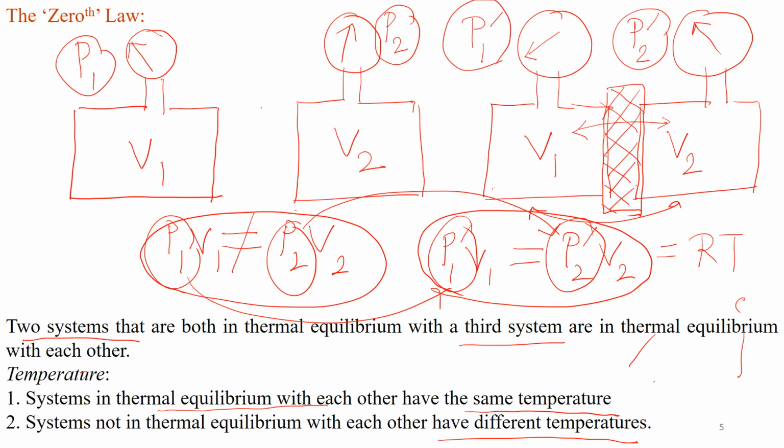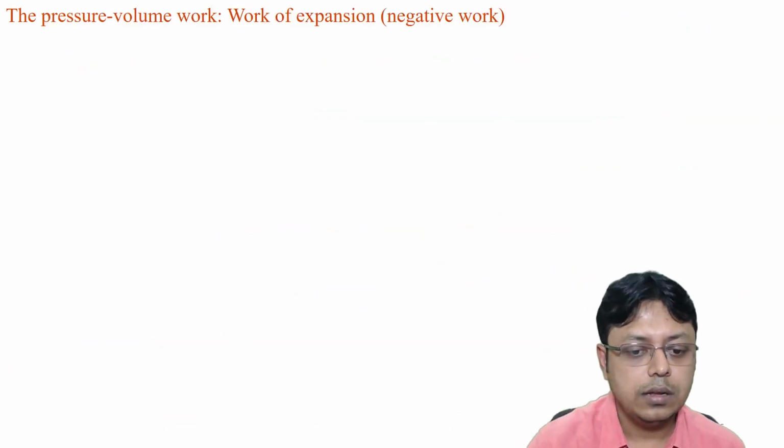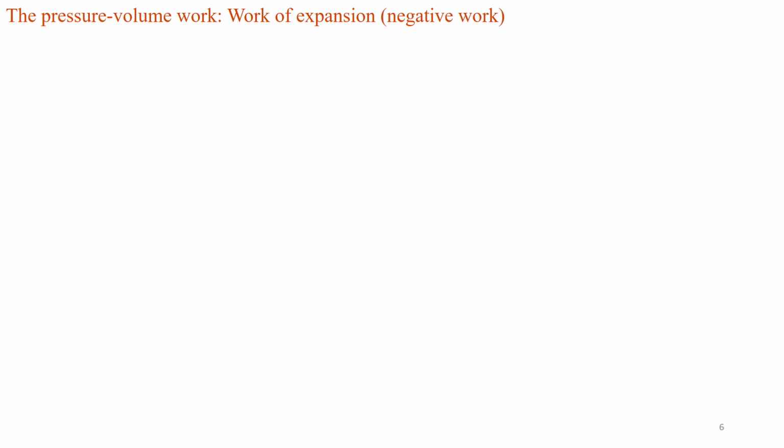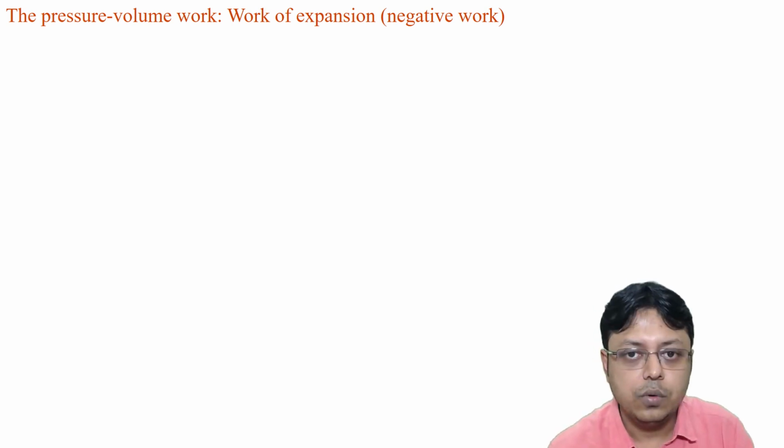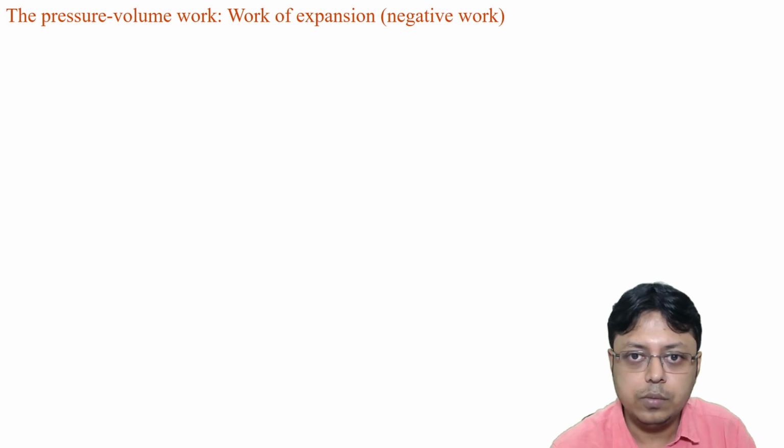Now let us move on and start the concept of work. So far what we have discussed is the concept of heat flow and the associated temperature. So heat flow has a meaning only when there is a difference in temperature. If the temperatures were equal for two systems, there won't be any heat flow. Now let us consider how we will quantify work. In this case, as I said, we will be talking about the pressure volume work.